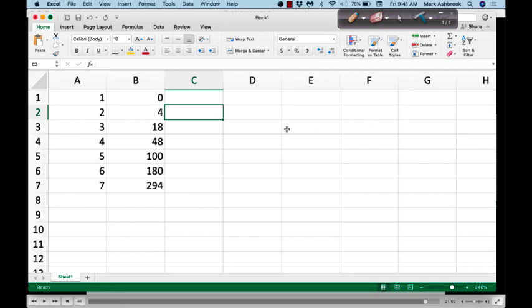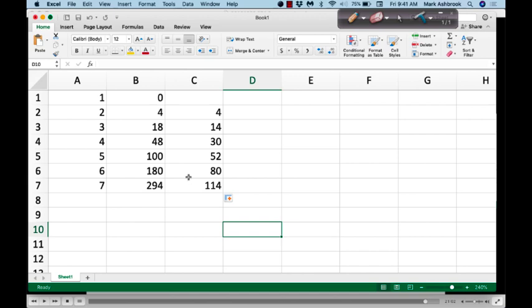What if I took the difference of each of these? So if I said this equals 4 minus 0, and then did the same thing with all of these. So 4 minus 0 is 4, 18 minus 4 is 14, 48 minus 18 is 30, 100 minus 48, 52.